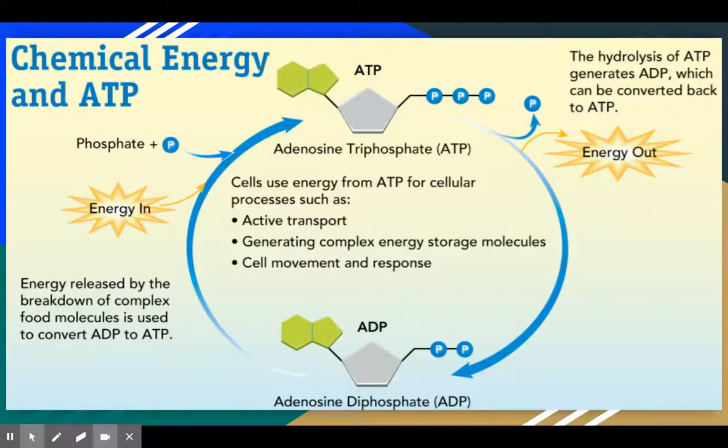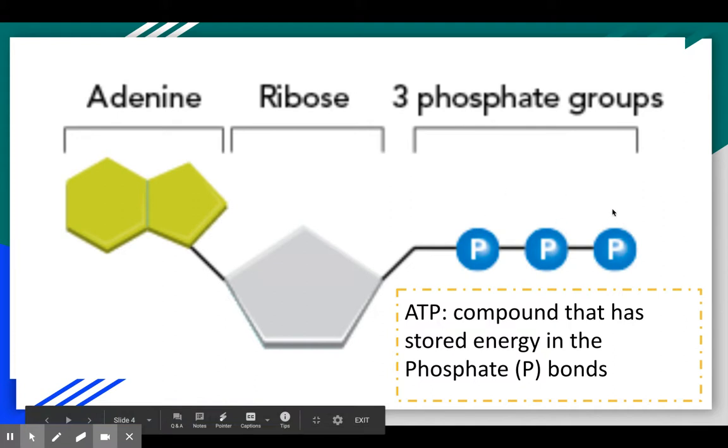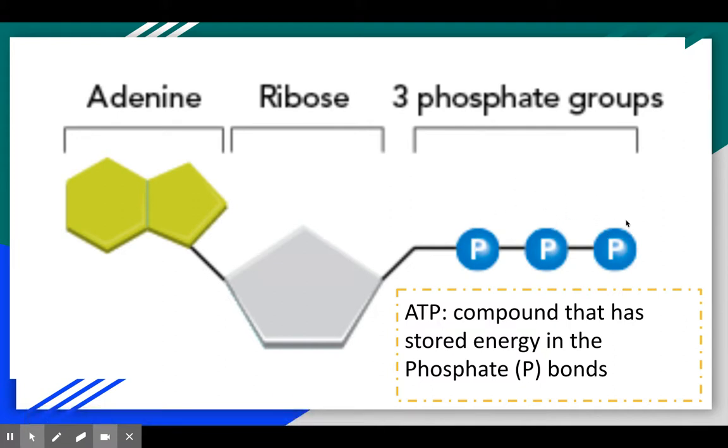So let's take a look at what ATP looks like. So here it is, ATP. This is its structure broken down. We have an adenine group, we have a ribose, and then 3 phosphate groups. So phosphate is actually a nutrient that all organisms need. And one of the main reasons why organisms need phosphate is because that's how our cells store energy. So ATP is a compound that has stored energy in the phosphate bonds. So notice these little black lines between each of the phosphate atoms. Those black lines represent a chemical bond. And if you go back to the previous slide, energy gets stored in chemical bonds. So there is lots of energy wherever you see these bonds.